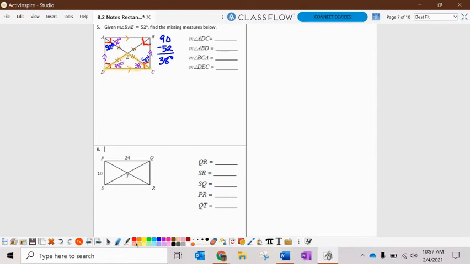Same thing in that top triangle. It's going to be the same idea. So that's also an isosceles triangle. So my base angles are congruent. So they'll also be 38 degrees. Now if we look at the side triangles, same idea. Those are isosceles triangles, so their base angles are congruent, which means they're both 52 degrees.